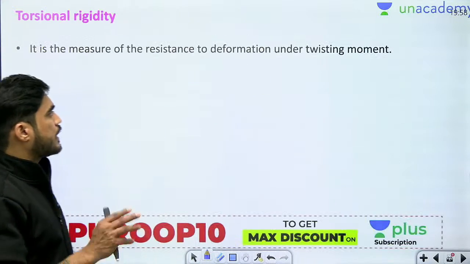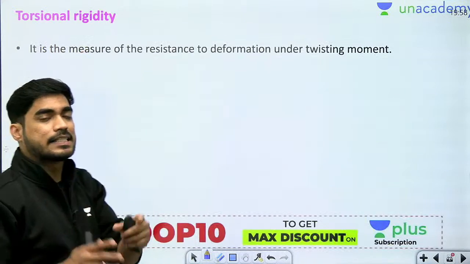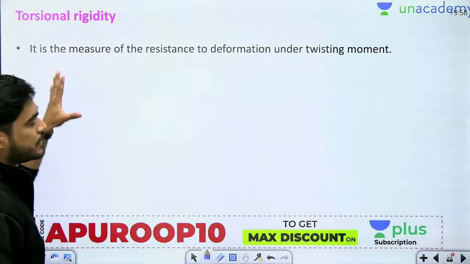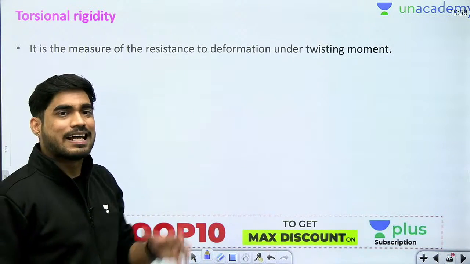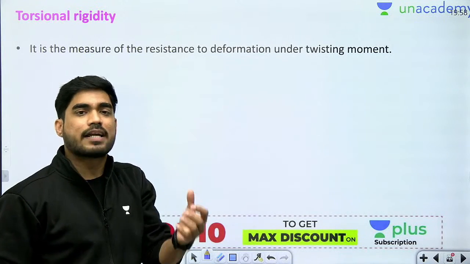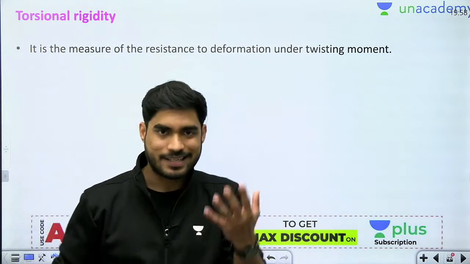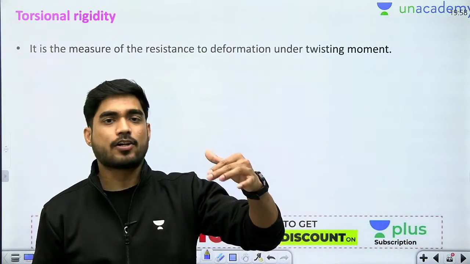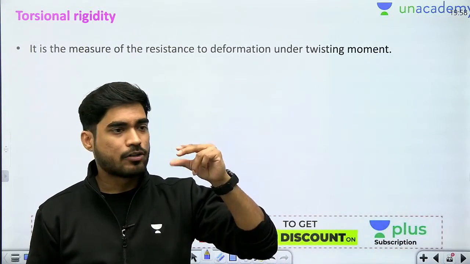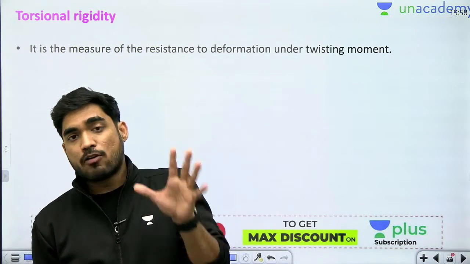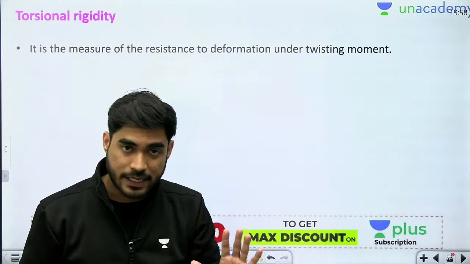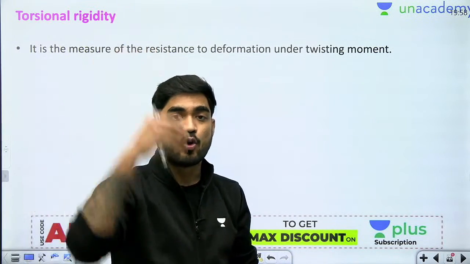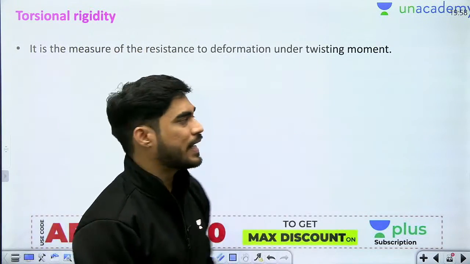Now the next thing you need to remember is torsional rigidity. What do we mean by torsional rigidity? So torsional rigidity is the measure of the rigidity, you can say resistance to deformation. Rigidity is what? Resistance to deformation. So when you apply torque, that torque will try to twist this shaft. So how much it can resist that twisting? That will depend upon torsional rigidity. If rigidity is more, then angle of twist will be less.